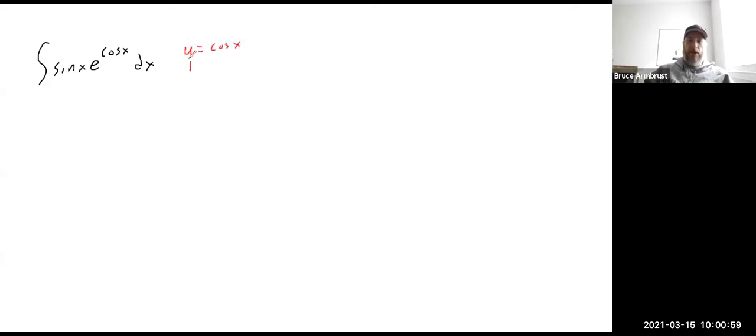If you let u equal cosine, then du equals minus sine dx, and you notice we already have the sine times dx. So this is the same as the integral of minus e to the u du.